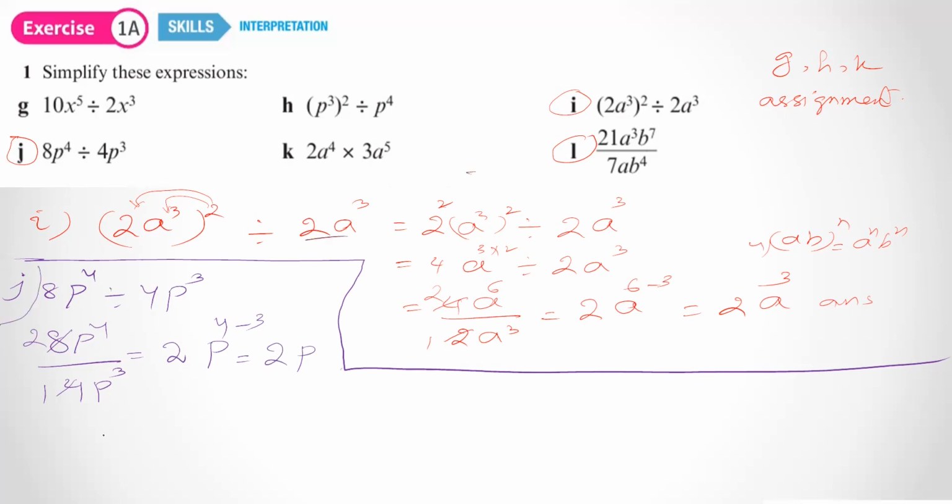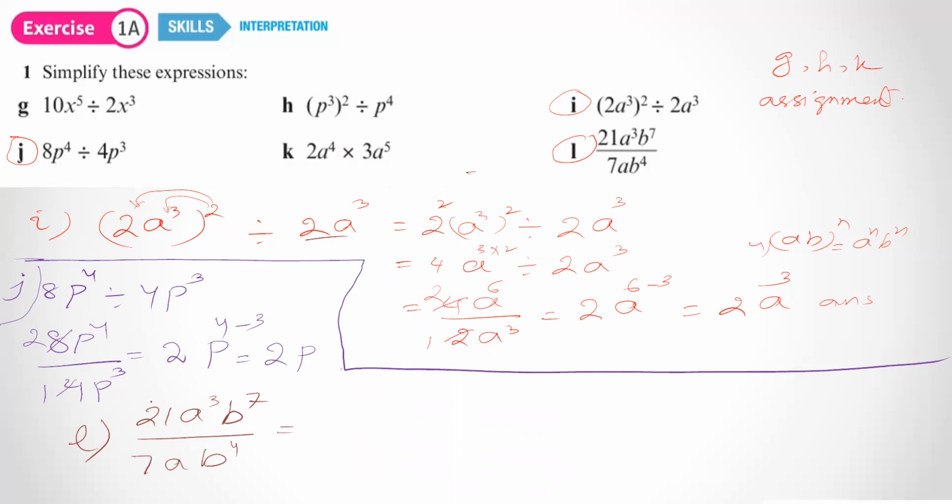Right? So the question L states 21 a power 3 b power 7 whole over 7 a and b power 4.